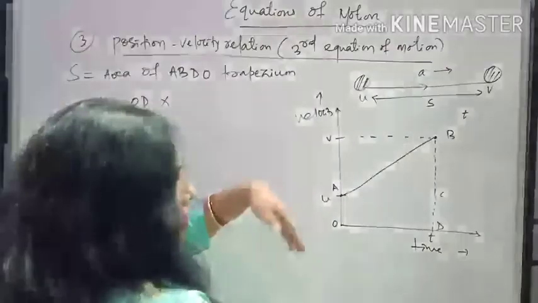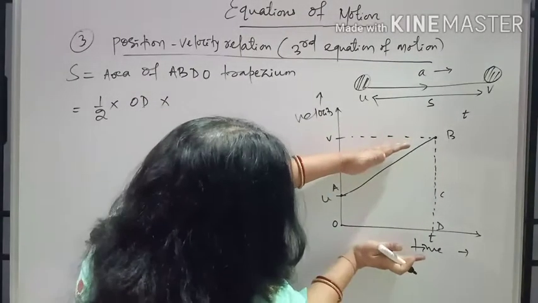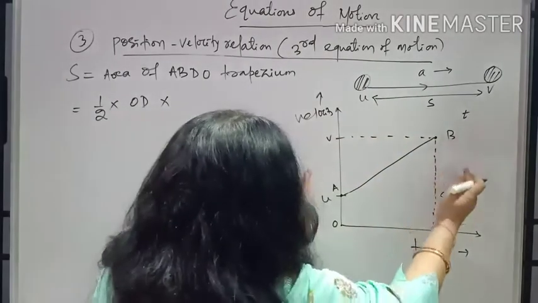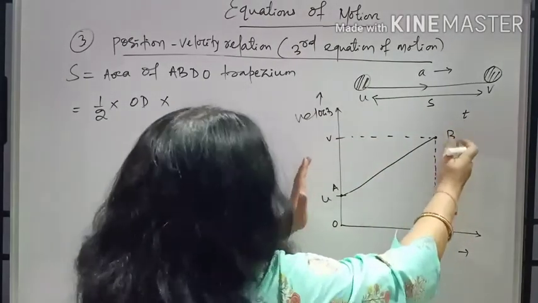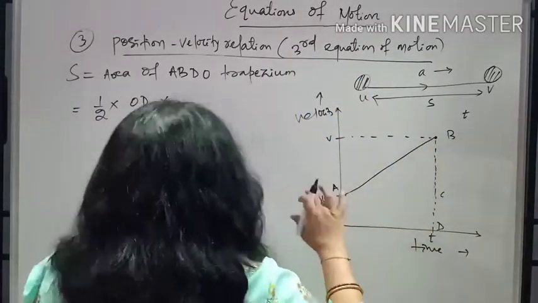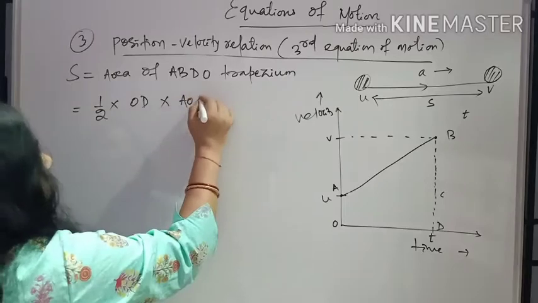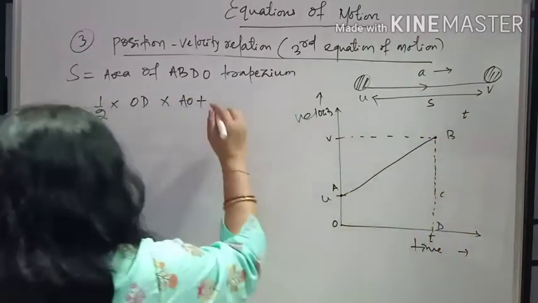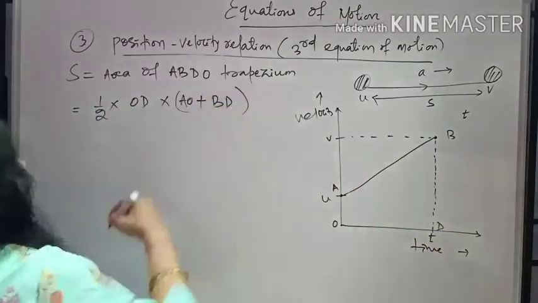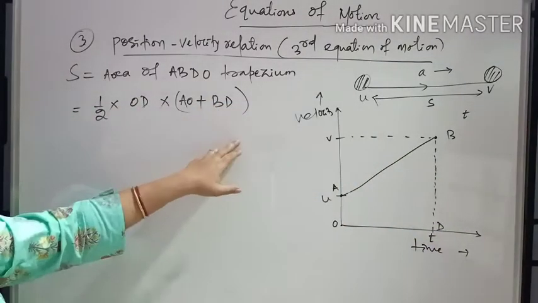If you look at the other two sides, these are the two opposite sides, but they are not parallel. So in a trapezium, we are finding which two are the parallel sides. We'll take the sum of these two. So here, if you look at this, AO plus BD, these two are the two parallel sides.